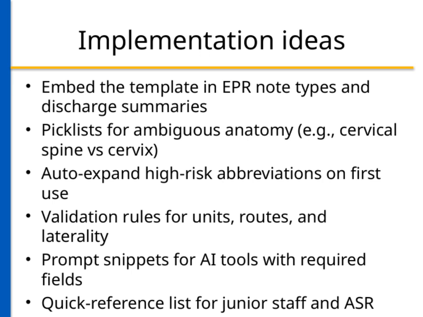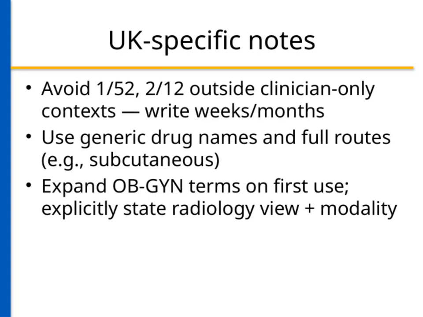When documenting timelines, it's best to avoid using fractions like 1/52 weeks or 2/12 months outside of clinician-only contexts. Instead, it's clearer to write out the timeframes in weeks or months to avoid confusion. Also, when referring to medications, always use generic drug names and specify the full route of administration, such as subcutaneous, to ensure clarity and consistency. In obstetrics and gynecology, make sure to expand abbreviations on first use.